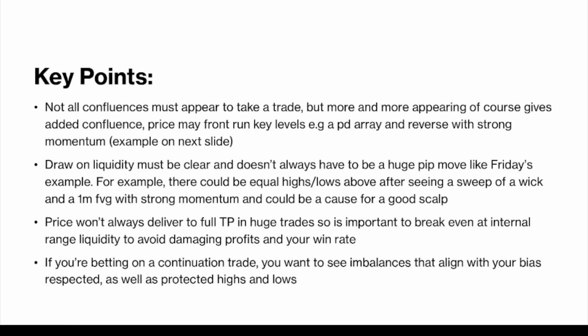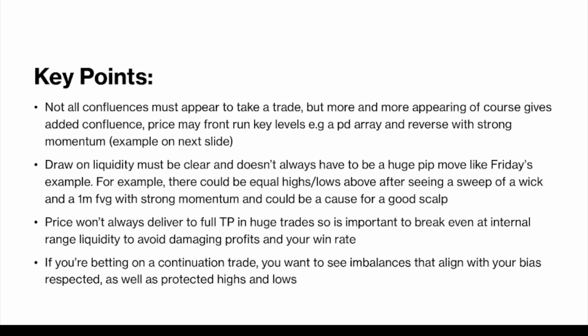Not all confluences must appear for you to take a trade, but of course more and more appearing will give you that added confluence and kind of faith in your trade. But the thing is, price may end up front running key levels. For an example, price may leg up, rebalance higher, not tag into a high time frame PD array, but completely disrespect the nearest imbalance and basically bet on a short term reversal. So the thing is, you don't want to get too married to the idea that every confluence has to be aligned for a trade to take place.